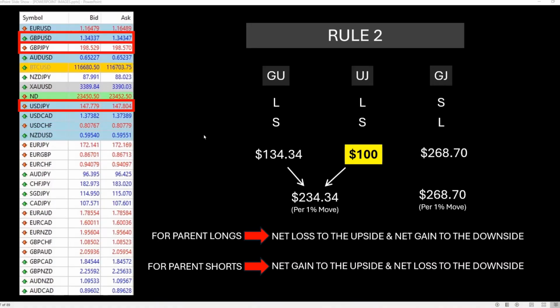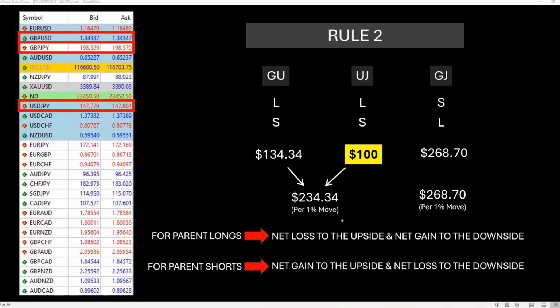Okay, let's assume a situation where both the parent pairs are long, according to rule 2, and the cross pair is short. Let's assume the market moves to the upside. So for every 1% move to the upside, the parent pairs in total make $234.34 US dollars. So that's great, fantastic. It's making a profit. It's generating a gain. It's extracting profitability from the market.